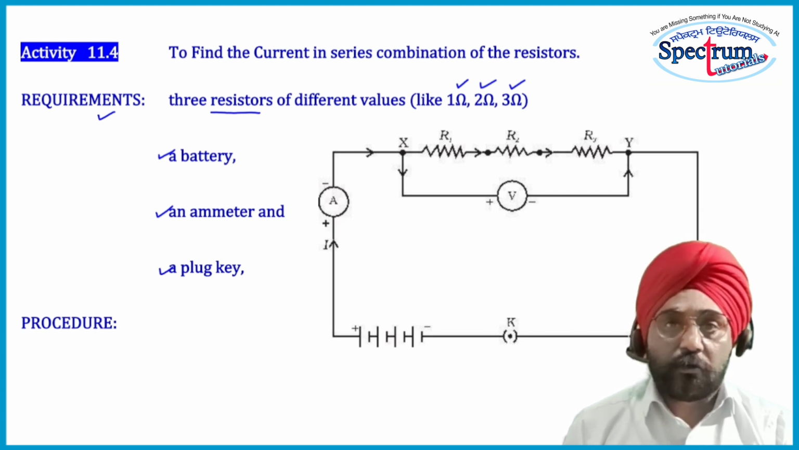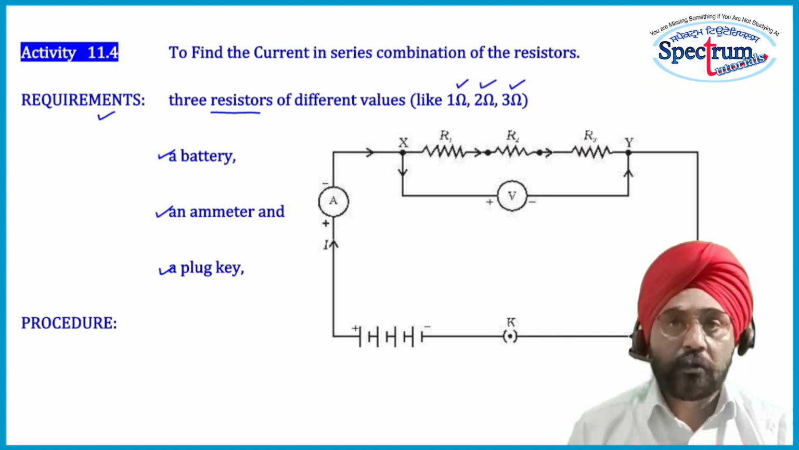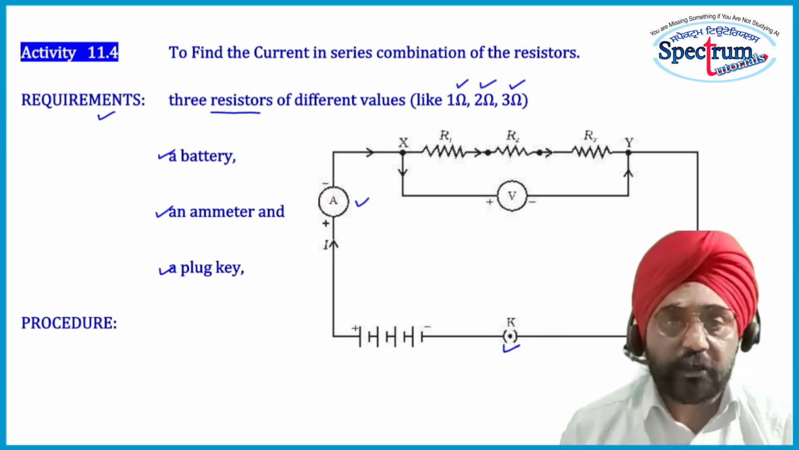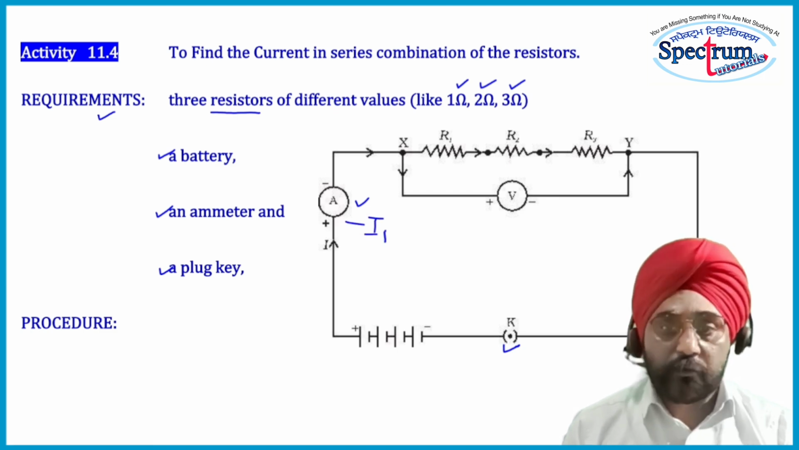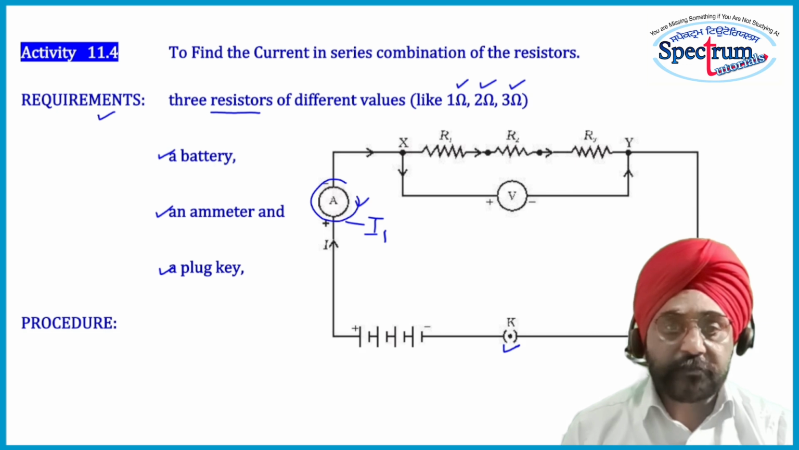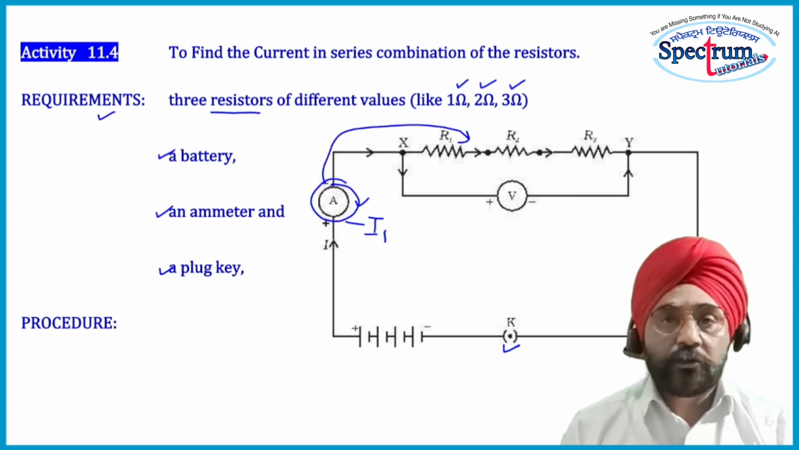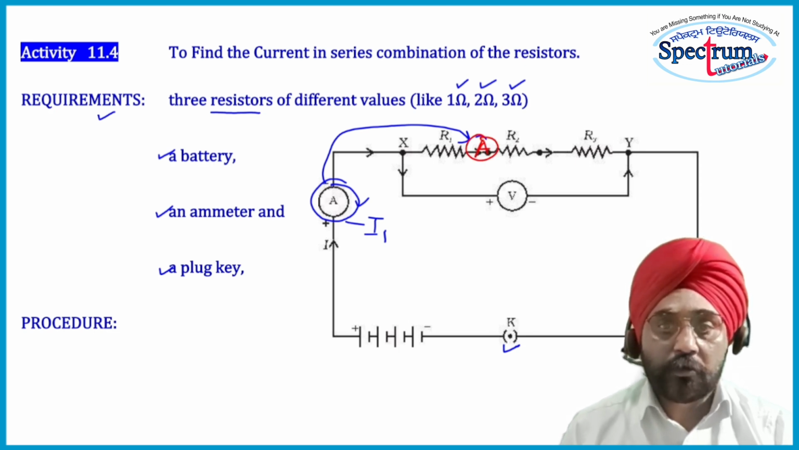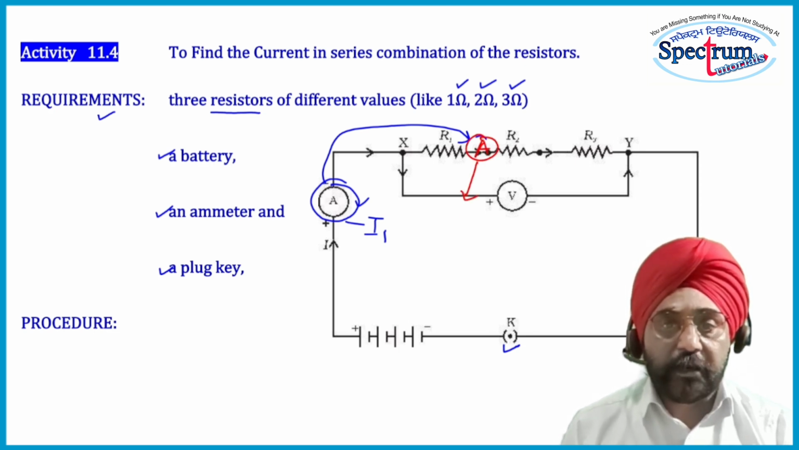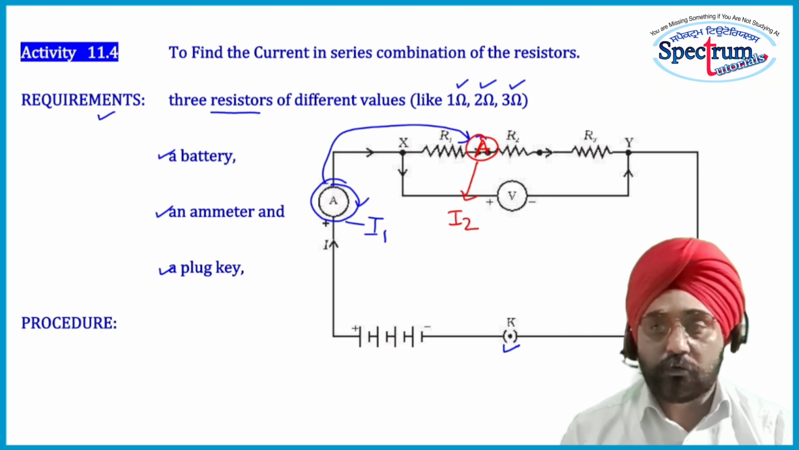We arrange all these components as shown in this circuit diagram. Now we switch on the key and note down the reading of ammeter. Let this reading be I1. Now what we do, we replace this ammeter from this position to another position, suppose here in between R1 and R2. So we note down this reading at other position as I2.